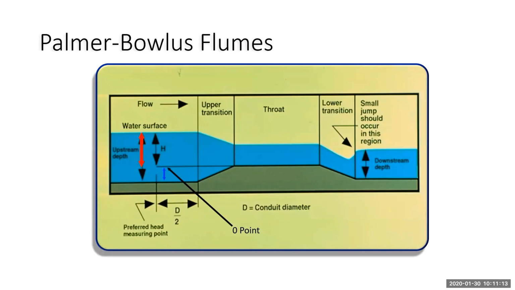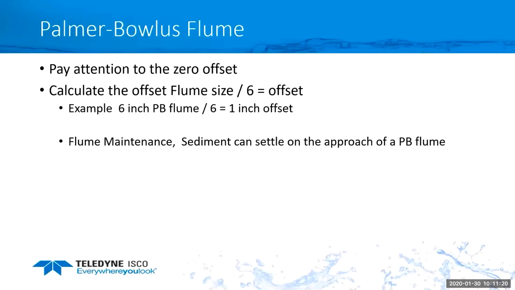So when doing this, you would measure the overall depth where the red arrow is at, and then subtract the upper transition. So you want to pay attention to the offset, and the way you can figure that out, the formula is the diameter of the Palmer Bowlus flume divided by 6. So in this example, we have a 6-inch Palmer Bowlus flume divided by 6. The upper transition is 1 inch.